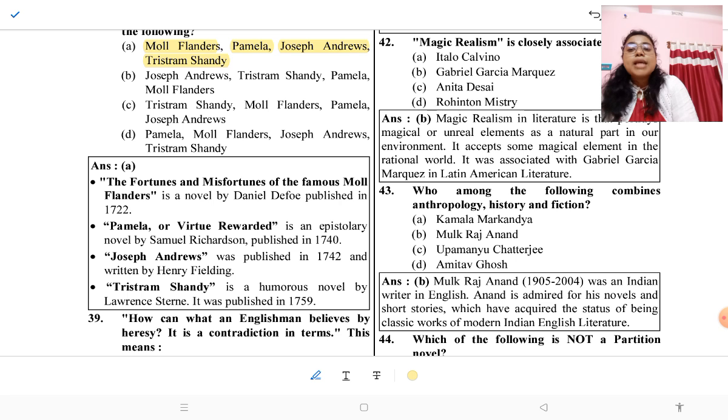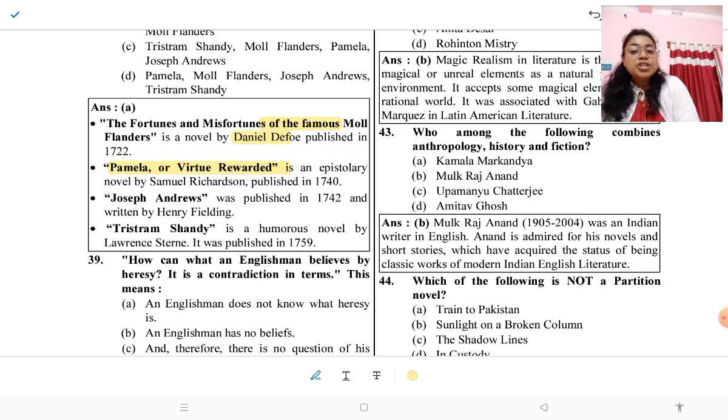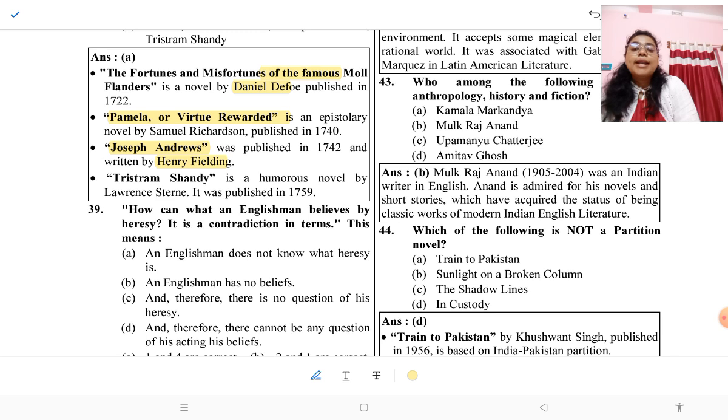The Fortunes and Misfortunes of the Famous Moll Flanders is a novel by Daniel Defoe, published in 1722. Pamela, or Virtue Rewarded, is an epistolary novel by Samuel Richardson, published in 1740. Then Joseph Andrews was published in 1742 and written by Henry Fielding. Tristram Shandy is a humorous novel by Laurence Sterne, and it was published in 1759.